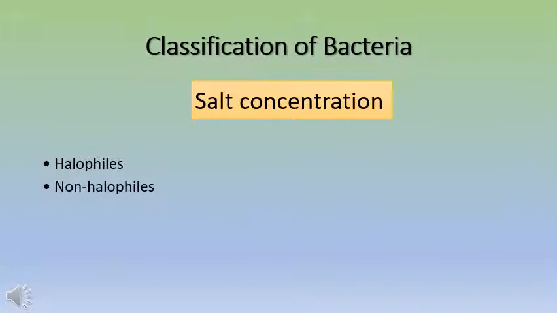On the basis of salt concentration, some bacteria are salt loving. They survive in a salt environment. Many bacteria present in oceans are halophiles. Those are salt loving. They can survive in high salt concentration. Some are non-halophilic. They cannot survive in the presence of high salt concentration.